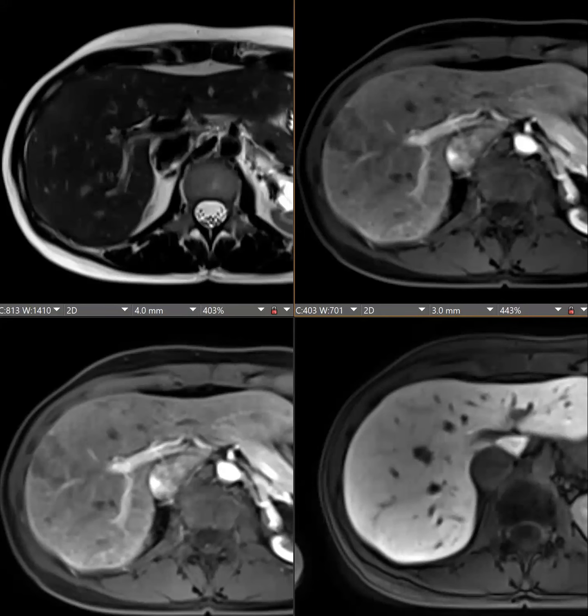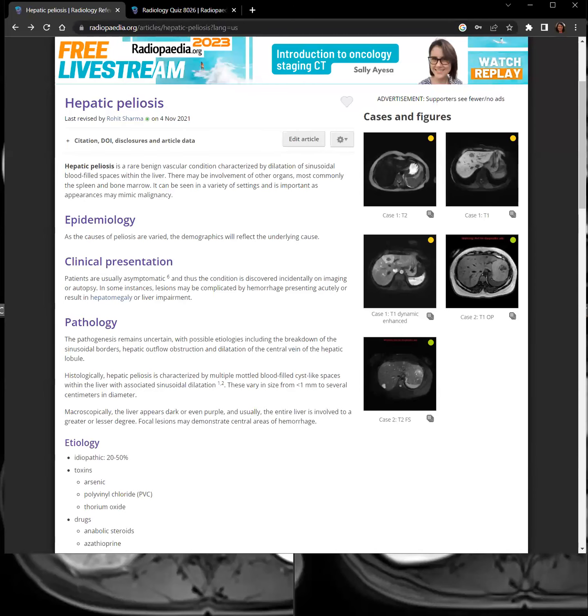So this was peliosis, hepatic peliosis. Let me pull up the biopsy-proven peliosis, and I'm going to pull up the paper, or actually, I'm just trying to find a good paper online, but probably Radiopaedia had the best one. Could not find a RadioGraphics paper on hepatic peliosis.